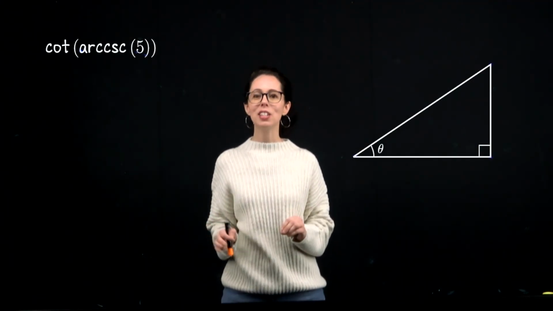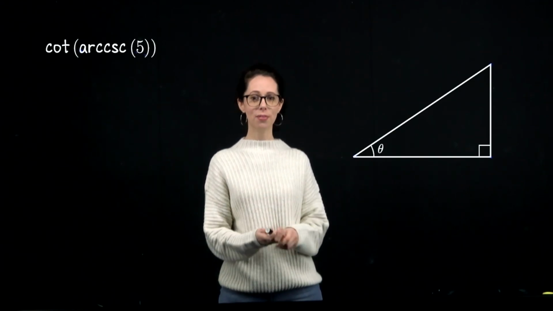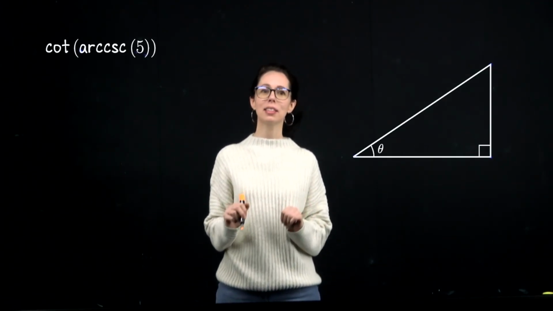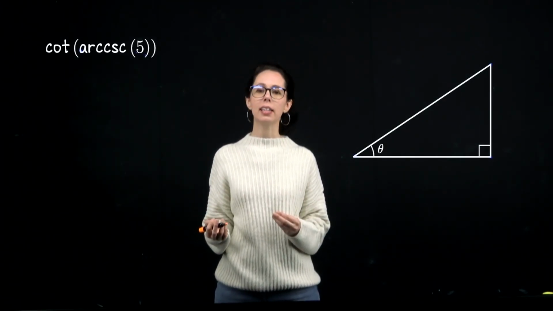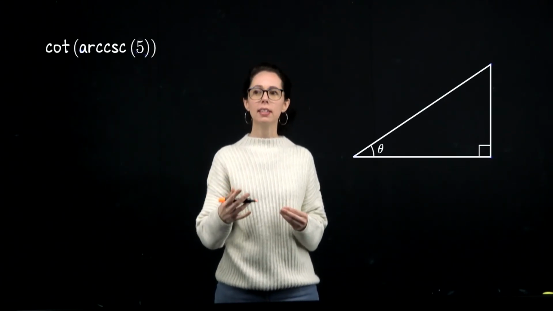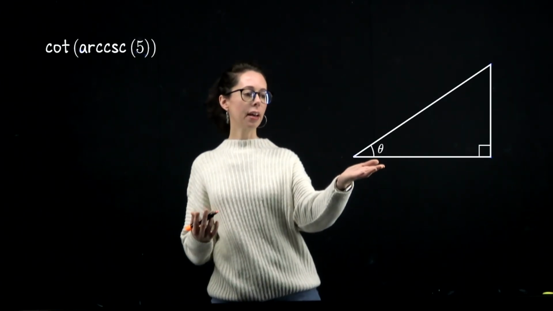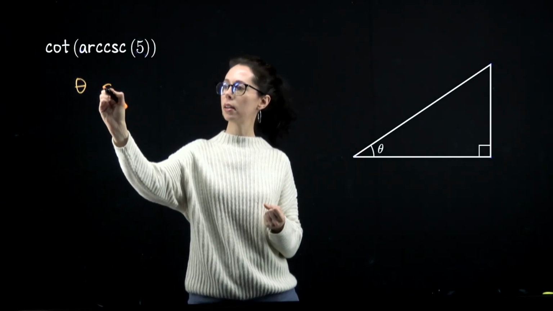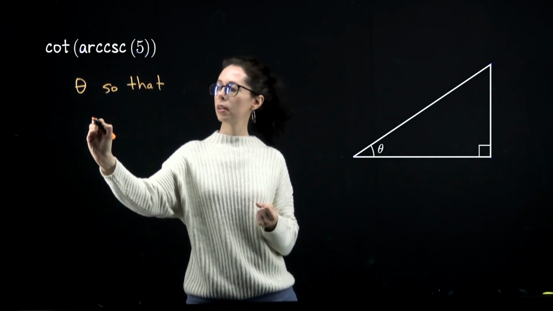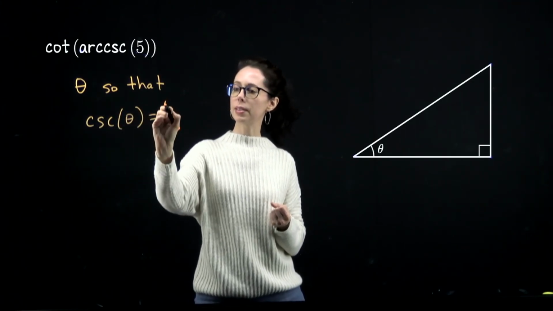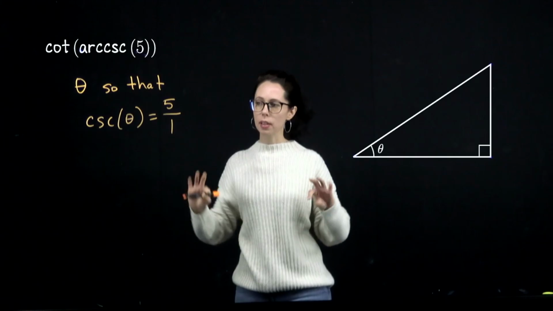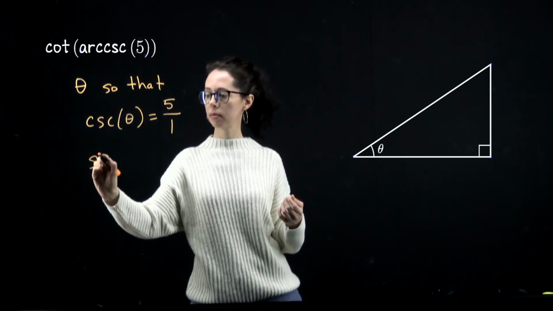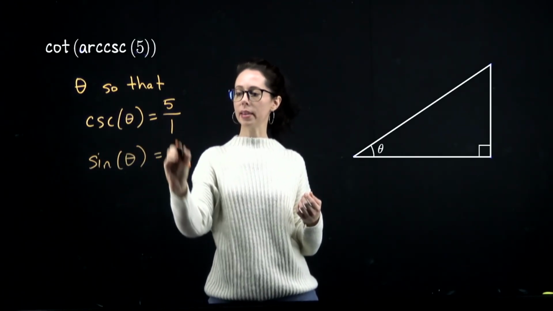We want to do the cotangent of the arccosecant of 5. Although those functions are not as familiar as our famous trig functions, it's going to follow the same process. So the first thing I'm going to do is look at the inside and recognize that the arccosecant of 5 over 1 is the angle theta in the first quadrant, whose cosecant is 5 over 1. So theta, so that cosecant of theta is 5 over 1. And again, if it helps, you can flip both sides. 1 over cosecant of theta is sine of theta. And flipping this gives us 1 over 5.